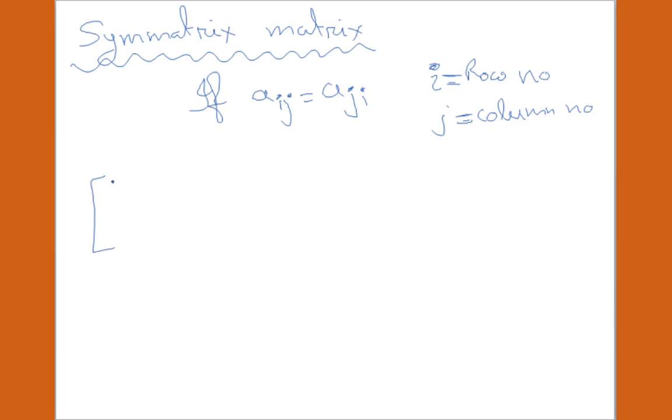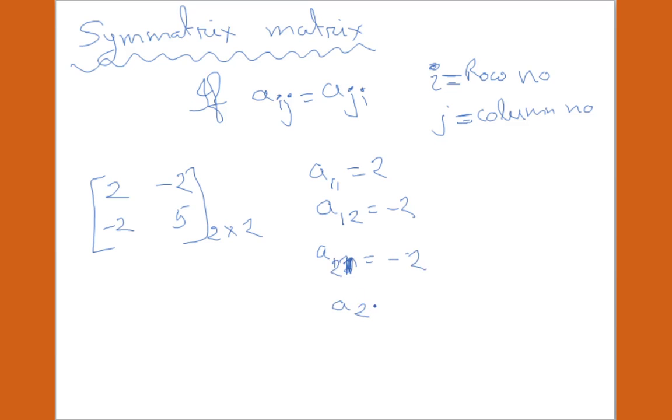Let's take an example. Simple example: 2 minus 2, minus 2 5. Okay, this is a 2 by 2 matrix. Here A11 is 2, A12 is minus 2, A21 is minus 2, A22 is 5. So a matrix is said to be symmetric.